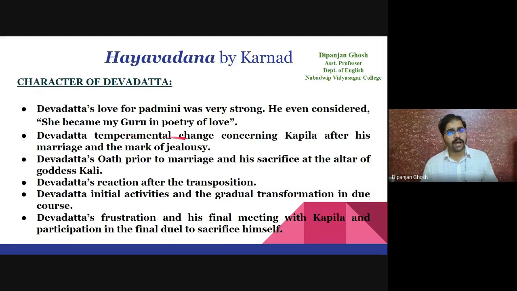So Devadatta knows this very well, that he is lacking that particular physique or physical prowess, the typical physique that was the treasure of Kapila. And from that point we can find that a kind of inferiority complex grows within Devadatta. Now, what happens after marriage is that Devadatta's temperamental change concerning Kapila was perceptible. And here you can find a mark of jealousy.